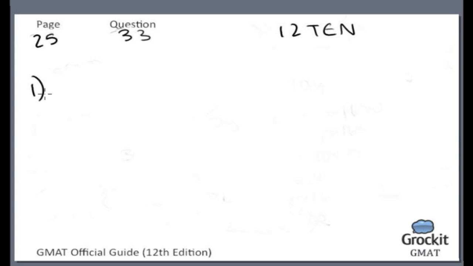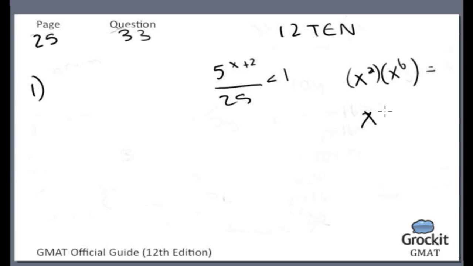So statement 1 tells us that 5 to the x is less than 1. This calls for a little simplification and a little bit of magic with exponents. So the original one tells us that 5 to the x plus 2 over 25 is less than 1. Remember from the properties of exponents that if you have x to the a times x to the b, things with the same base but different exponents, that's the same thing as x to the a plus b. And so you can fool around with that both ways. This means in this particular case that 5 to the x plus 2 is the same thing as 5 to the x times 5 squared over 25, being less than 1.